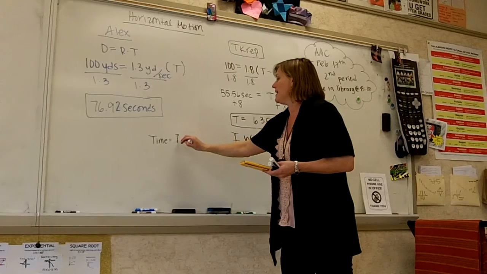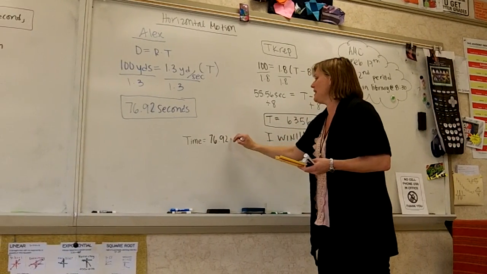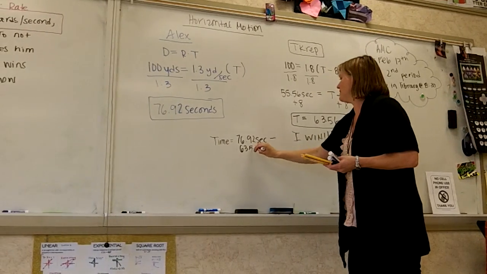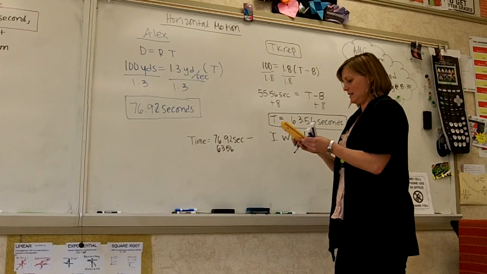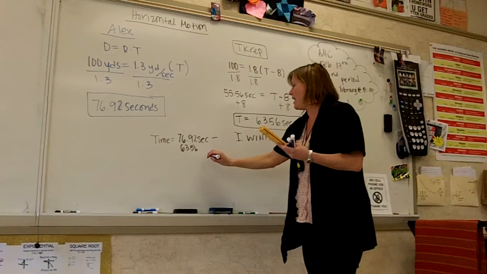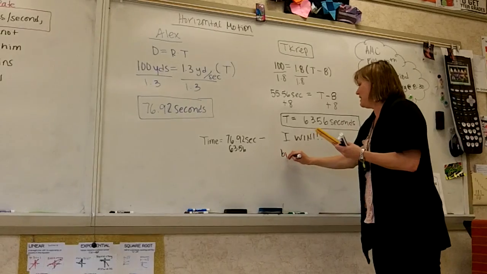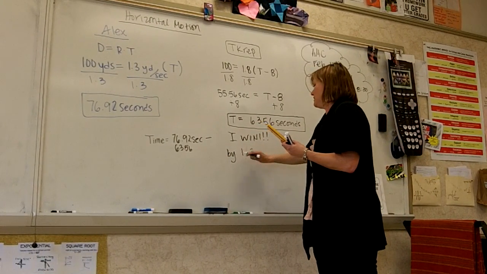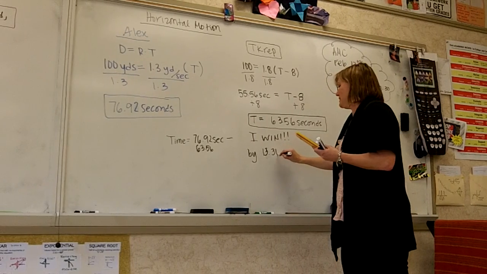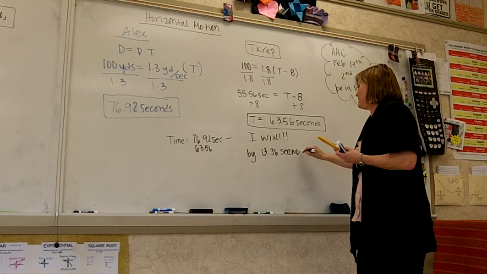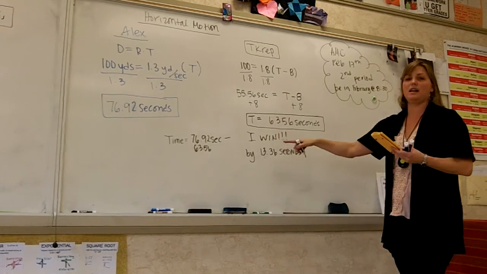So it takes him 76.92 seconds minus 63.56 seconds. So I'll just subtract. 76.92 minus 63.56. So I win by 13.36 seconds. So he's still swimming for that much more time.